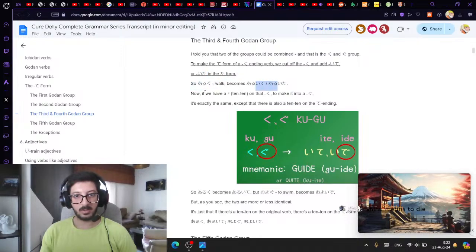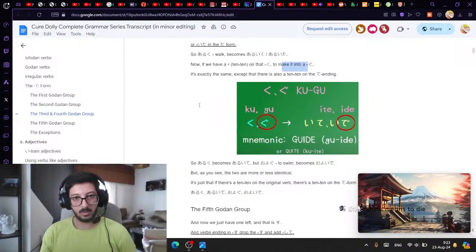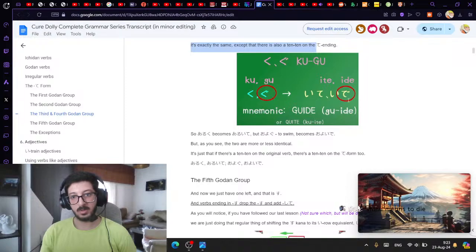Aruku becomes aruite, or aruita for past. You replace the ku with ite, or ita for past. Simple. Now if we have a dakuten, tenten, on that ku, making it into gu, it's exactly the same except that there is also a tenten on the te ending. So it becomes ide.